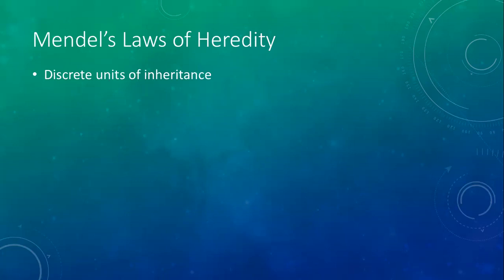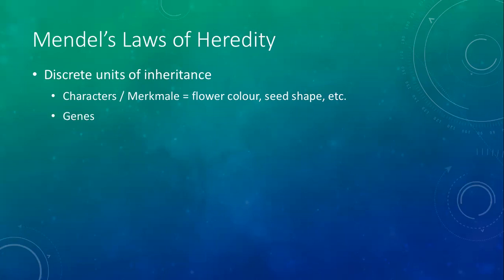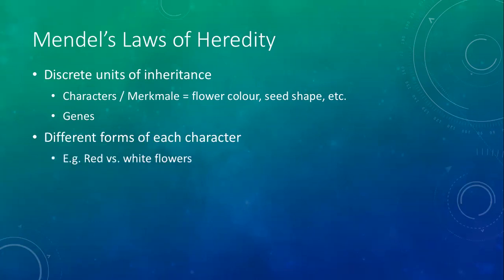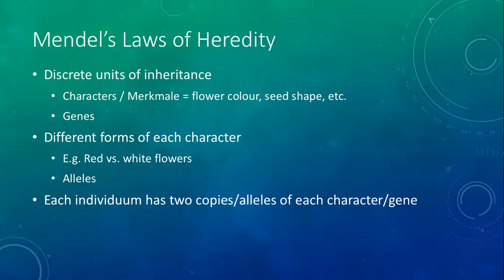Now the important part of his laws of heredity was that there were discrete units of inheritance. These were his characters, or Merkmale, as he called them, since he was German. So this was the flower color, seed shape, and so on. Today, we call these discrete units genes. And for each character, there could be different forms, for instance the red versus the white flowers. Today, we call these alleles, or sometimes also variants, but alleles is the scientific term.